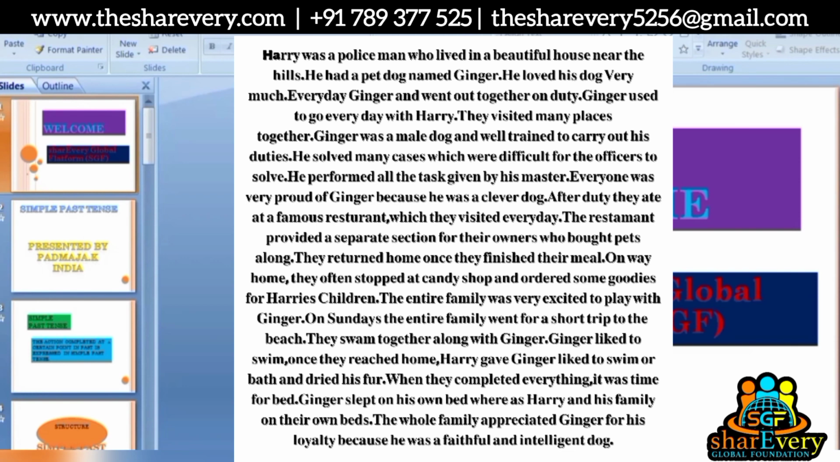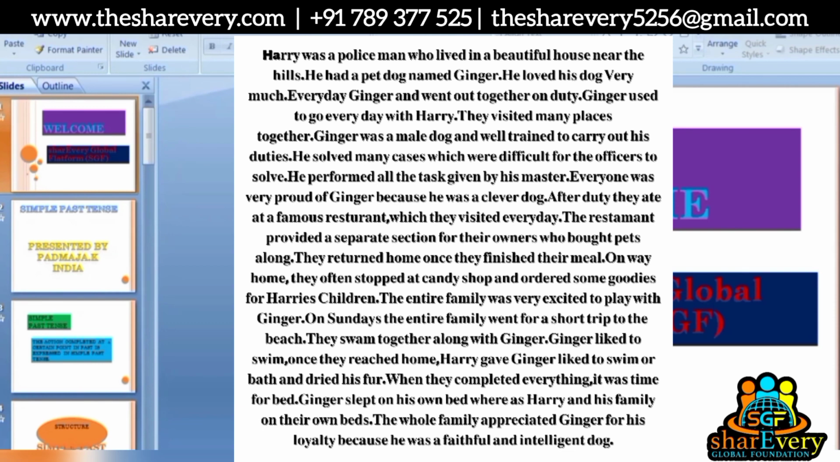Ginger was a male dog and well trained to carry out his duties. He solved many cases which were difficult for the officers to solve. He performed all the tasks given by his master. Everyone was very proud of Ginger because he was a clever dog. After duty, they ate at a famous restaurant which they visited every day. The restaurant provided a separate section for owners who brought their pets along. They returned home once they finished their meal.